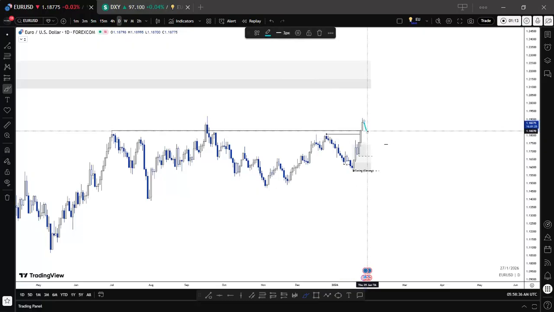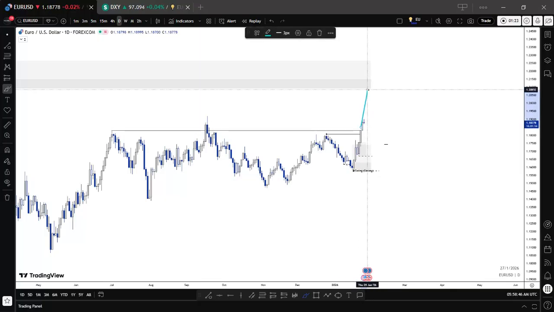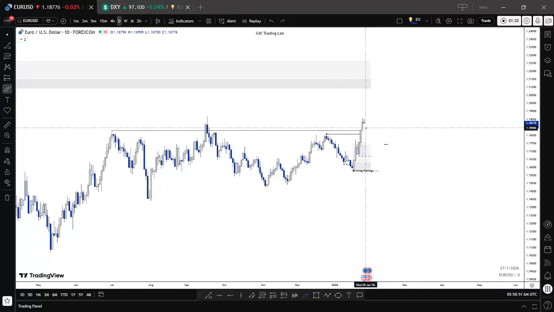start of the pullback. But even after the break of structure, the pullback cannot start immediately. Price can still keep pushing up before we get the pullback. It can still keep pushing, maybe until price mitigates this supply above before we get the pullback. So for today's session, I'm neutral to look for longs and also for shorts if the lower time frames confirm this.